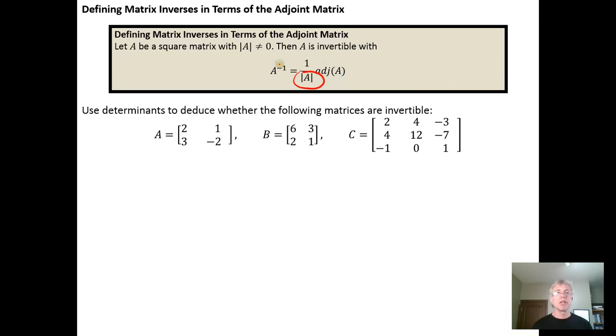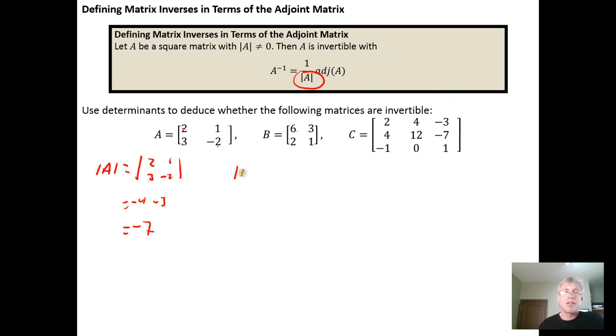So here, for example, if we take the determinant of this matrix A, with rows 2, 3 and 1, negative 2, we find the determinant. We're going to go 2 times negative 2 is negative 4, minus 3 times 1 is 3. This equals negative 7. And because the determinant isn't 0, the inverse exists, and it would make sense to try to calculate it.